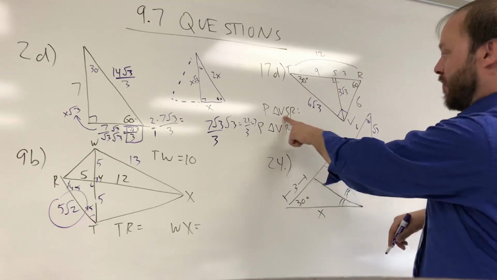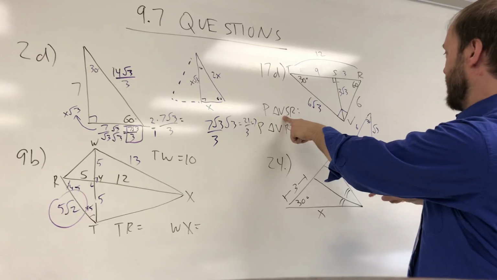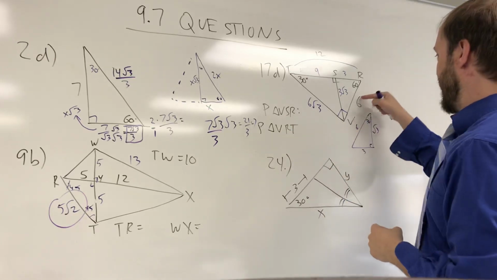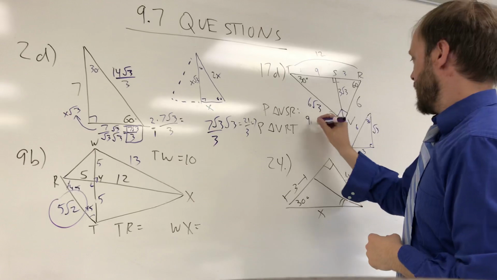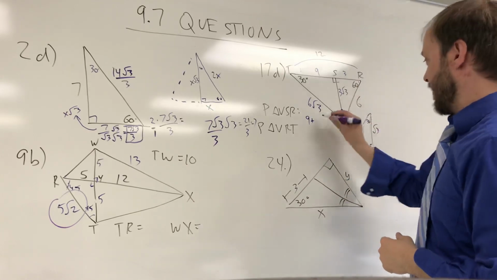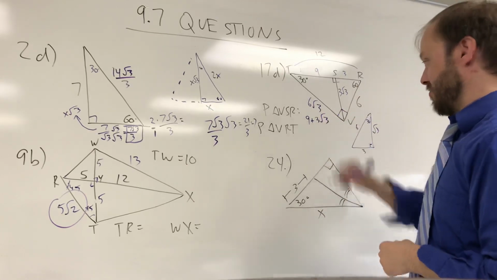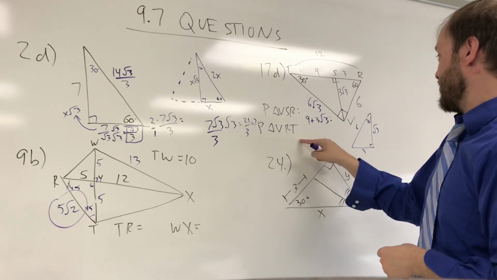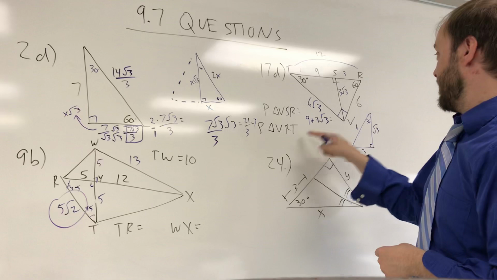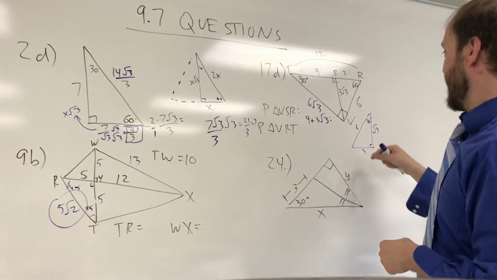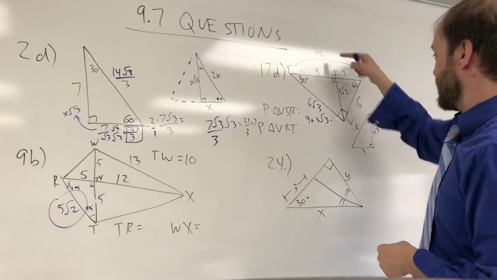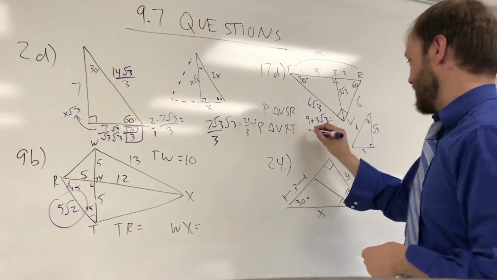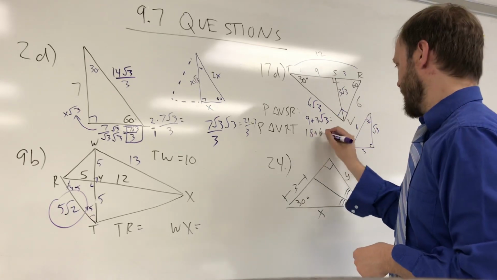Okay, we want the ratio between the perimeters. So the perimeter of VSR is 9 plus 3 radical 3, and those are not like terms, so that's our first ratio. And then VRT's perimeter, VRT is the big triangle, okay? Its perimeter is going to be 6 plus 12 is 18, plus 6 radical 3, okay?